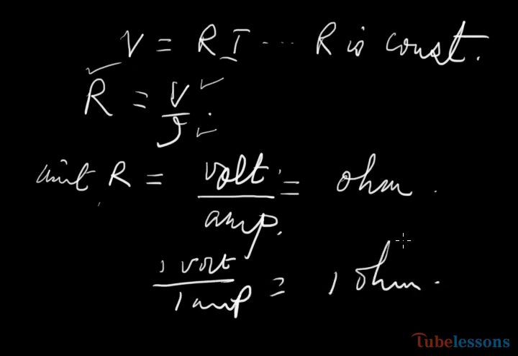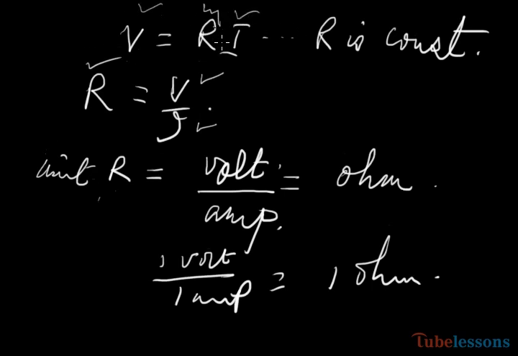The more the resistance, the less the current, and the less the resistance, the more the current. So current and resistance are inversely proportional. Here, potential difference equals resistance times current. So if resistance is increased, current will decrease. If resistance is decreased, current will increase, but their product will equal the potential difference.